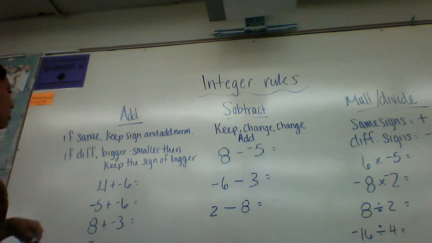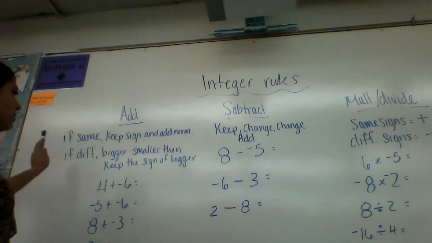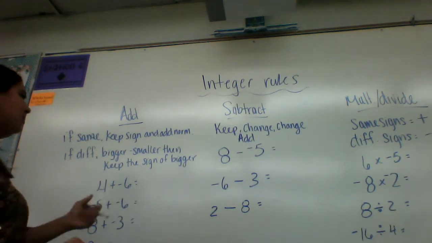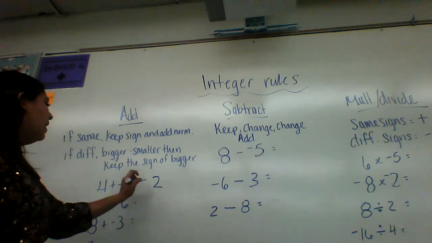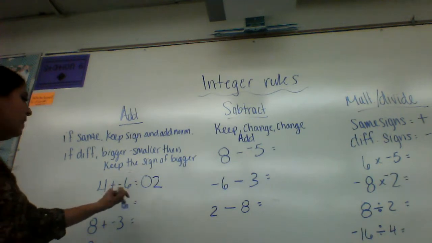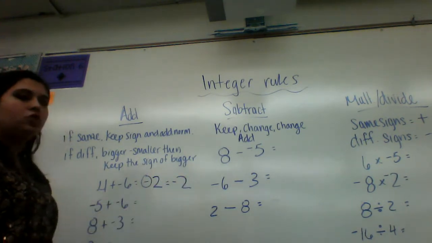So first things first, I have 4 plus negative 6. Now those have different signs. I know 6 is bigger than 4, so I'm going to do 6 minus 4. That's 2. And now for the sign, I know that 6 was bigger and 6 came with a negative. So that would be negative. So my answer is negative 2.